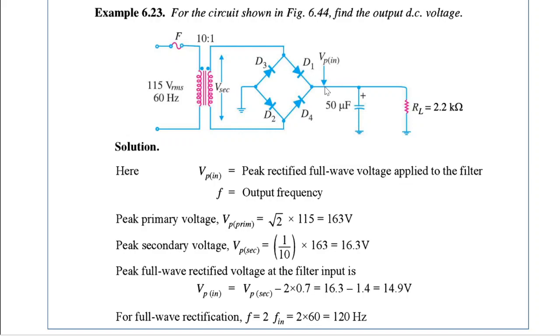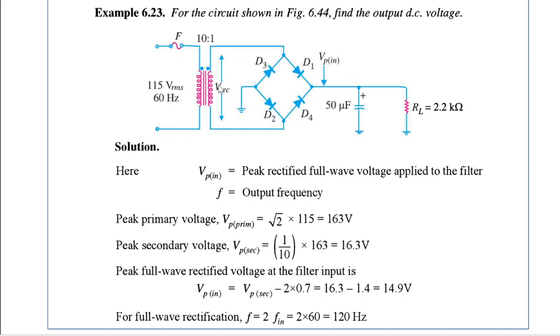Okay, so you have Vp in here, and look at the configuration here. You have a common point here, the ground is common, which means your capacitor and the load are connected in parallel. In the case of parallel connection, the voltage is going to be the same. So this is the basic idea we have about the circuit. Now let's find out the values.